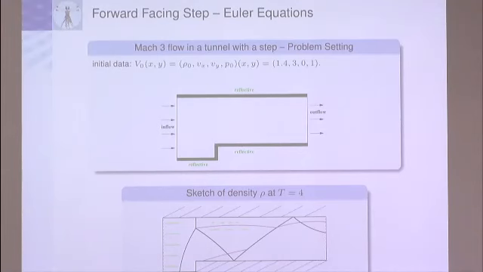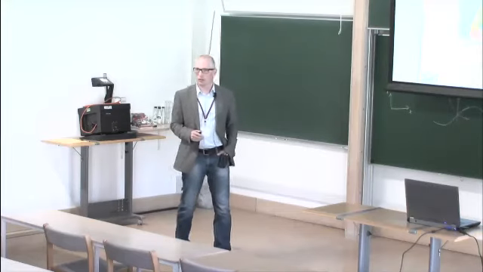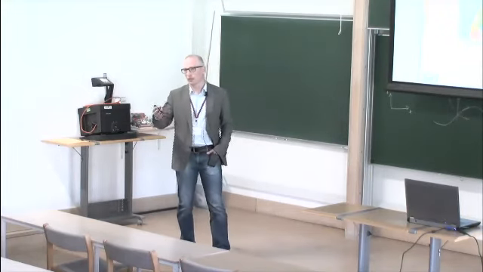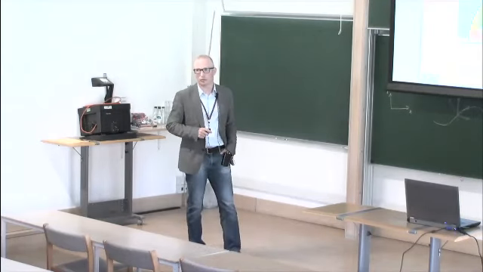So here are some comparisons on a resolution of 1/160 on a Cartesian grid. That's the standard finite volume scheme, the second order finite volume scheme, the second order DG scheme, and the third order DG scheme. And now coming back to the question, only in the regions where the shock detector detects a shock, the scheme is reduced to at most linear. In all other regions, we keep the original order of the scheme.